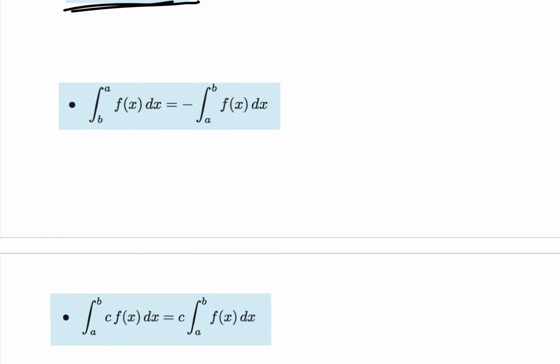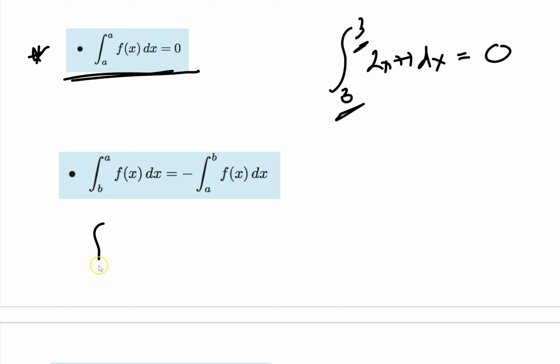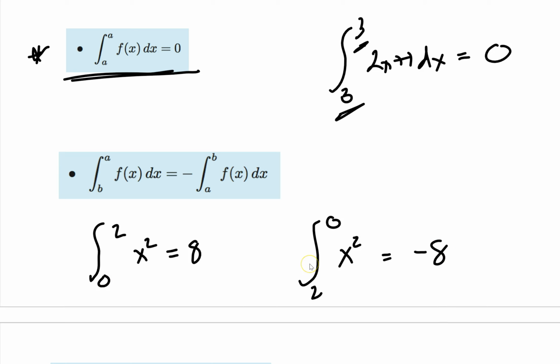If you switch the limits, that's what this one does. You notice how it goes from B to A, then from A to B. Then it negates it. I should do a quick example. Here's the integral from 3 to 3 of 2x plus 1. You don't need to do any work. They're both the same, so 0. This one says: if the integral from 0 to 2 of x squared equals 8, then the integral from 2 to 0 of x squared is negative 8, because all you did was switch the limits. So if you switch the limits, you negate it.